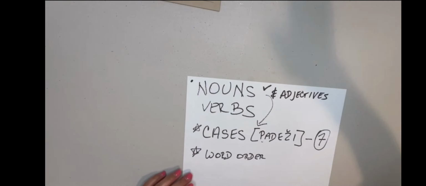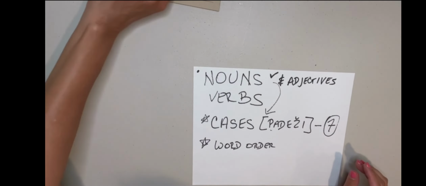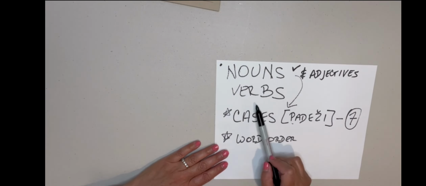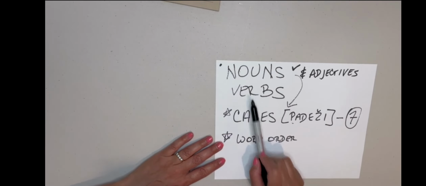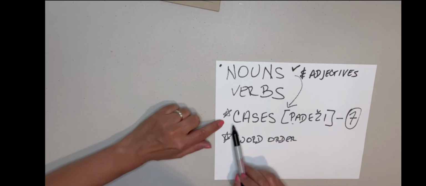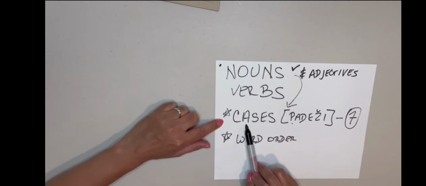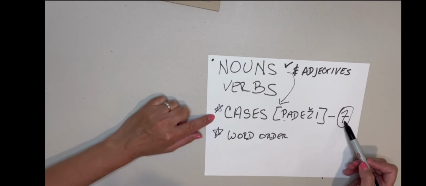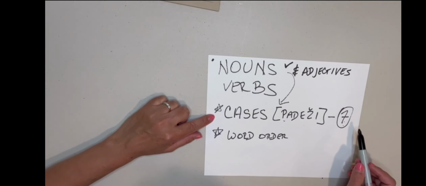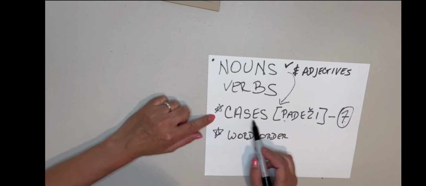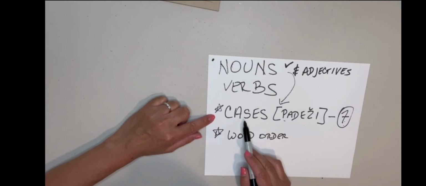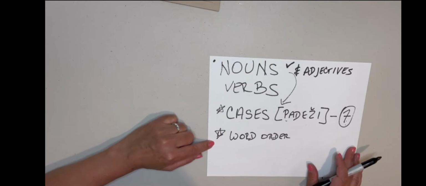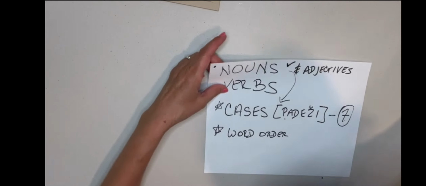All right, so we're going to go ahead and get started, and we're going to start with nouns and adjectives today. Of course, there are verbs, and we'll do that in another video. In the Serbian language, they have cases that are also called padaji, and the Serbian language has 7 cases. There are other languages like Russian and German that use cases, and we will address that in a different video. And there's something called word order. Okay, so let's go ahead and get started.